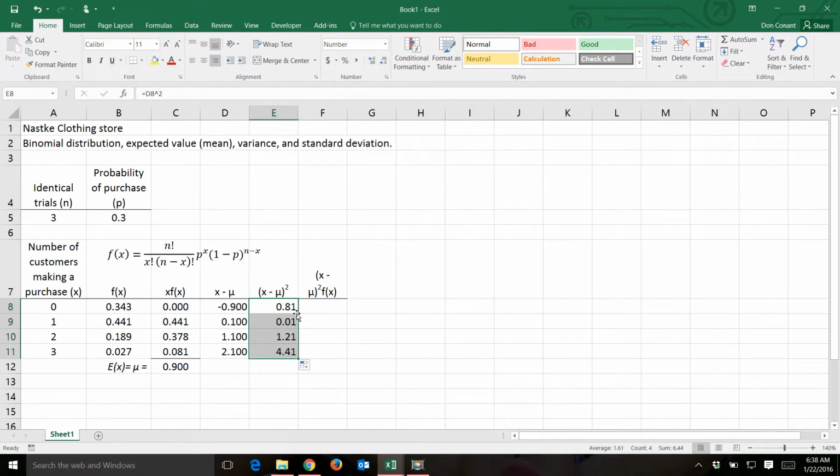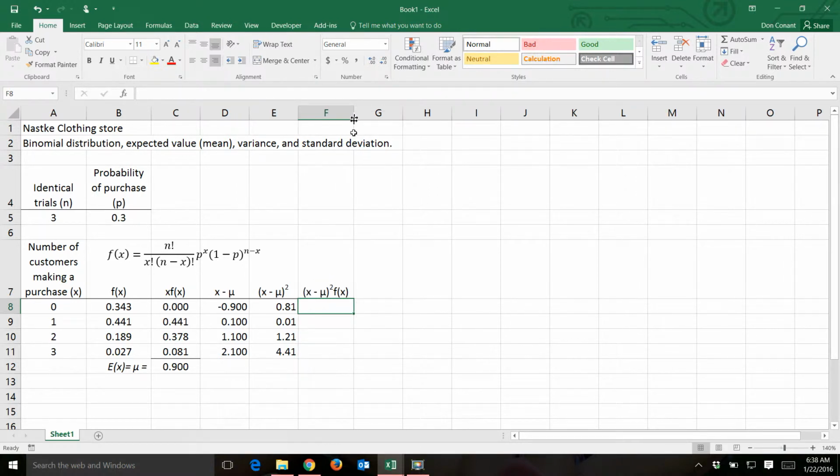Copy that. Then we need to multiply each of these times the probability of their occurrence. So we'll take this squared value and multiply it times f of x, and then copy that down. That gives us the variance for each occurrence. Draw a line there. Go ahead and sum these.